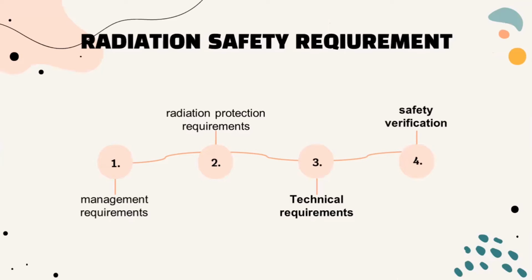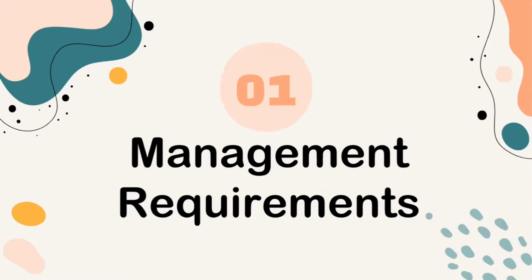Radiation safety requirements are divided into four parts. Number one, management requirement. Number two, radiation protection requirement. Number three, technical requirement. Number four, safety verification. The next presentation will be continued by the next person.